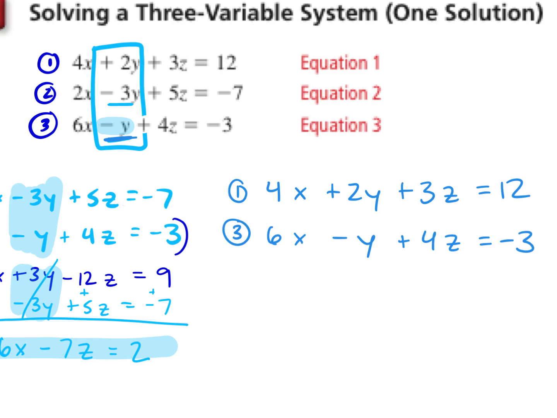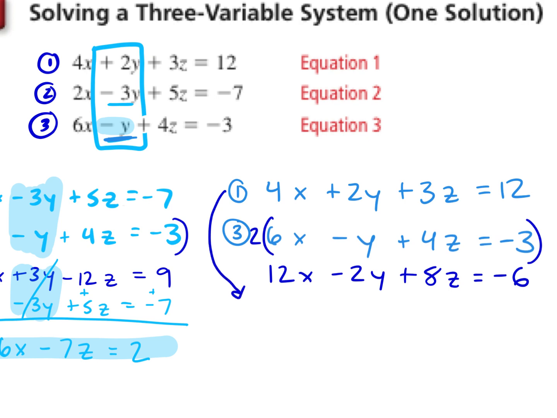So we want our y's to eliminate. What do I have to multiply into which equation in order to get them to eliminate? Positive 2 to the third equation there. So that turns it into 12x minus 2y plus 8z is equal to negative 6. And I'm going to rewrite my first equation right below it: 4x plus 2y plus 3z is equal to 12.